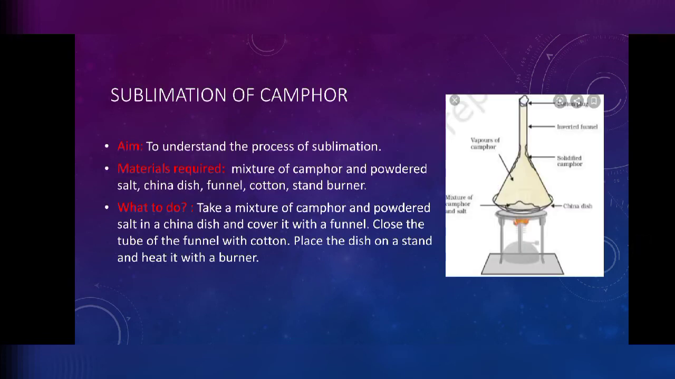Next method is sublimation. This technique is used where the boiling points of two substances are different. How to do this process? Let us see. We need a mixture of camphor and powdered salt, a china dish, a funnel, cotton, stand, burner. Take a mixture of camphor and powdered salt in a china dish and cover it with a funnel as shown in the picture. Now we have to close the tube of the funnel with a cotton plug. Place the dish on a stand and heat it with a burner.